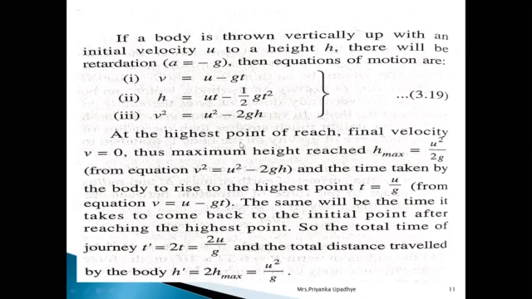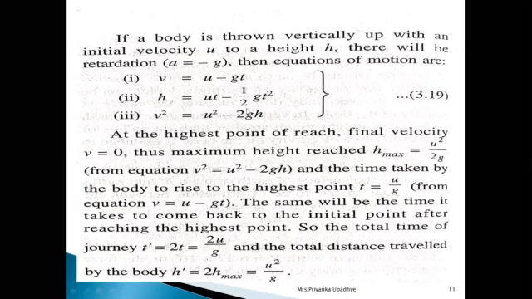So at the highest point of reach, final velocity will become 0. Thus the maximum height reached will be u square divided by 2g. At the maximum height, what happens to this equation? v square will become 0. Therefore, u square is equal to 2gh. Okay, then h is equal to u square divided by 2g. From this equation, we can calculate that.